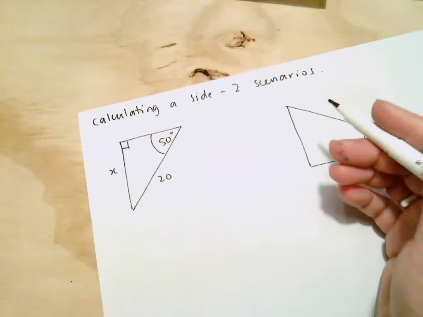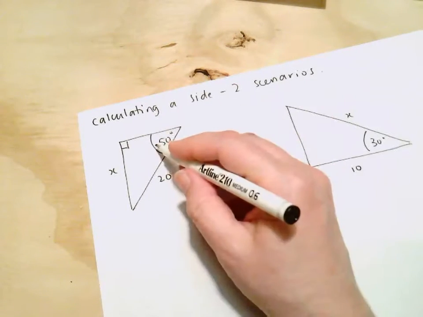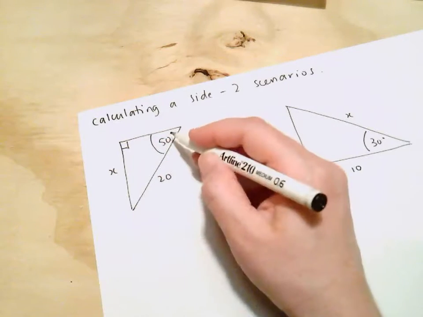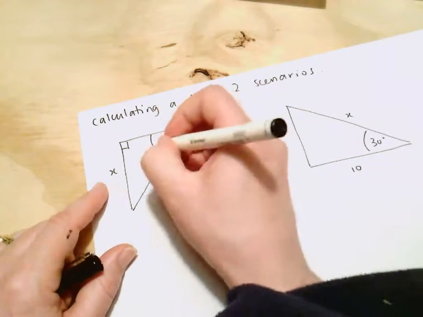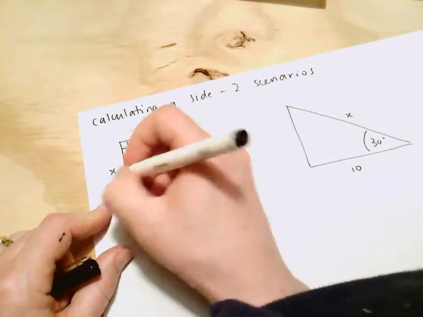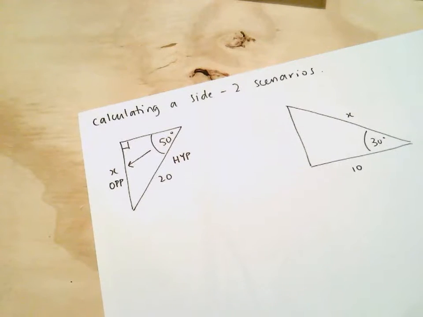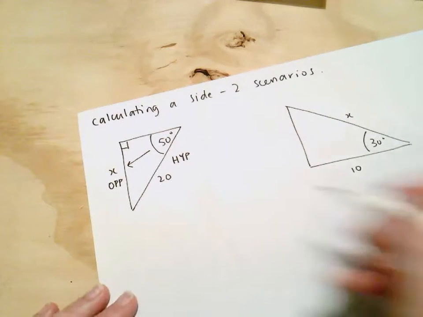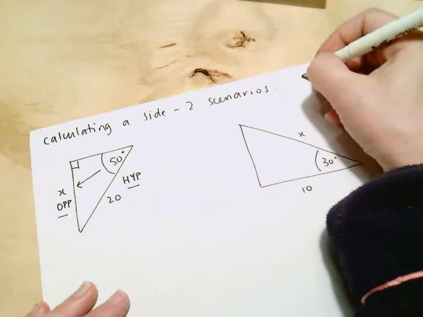Like with the last video, we always start with these questions by labelling the sides in relation to the angle. So here's my angle of 50. This here is my hypotenuse because it's the longest side. This here is the side opposite my angle, so it's the opposite side. The next step, of course, is to work out which ratio to use. I'm interested in the ratio that's got opposite and hypotenuse in it.